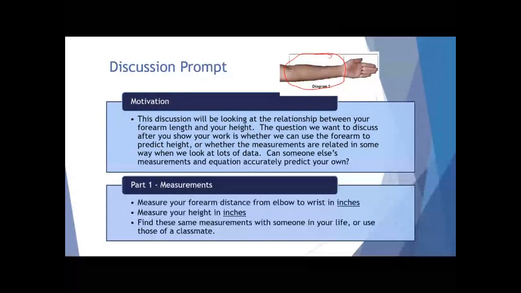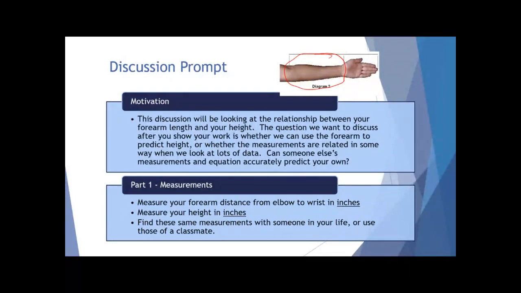And you can choose somebody that is in your family, or a friend. It could be somebody you can just look at what a classmate has done and use their numbers. They don't have to be adults. I've seen people do it with their children to see if there's a relationship. So you just have to get a second person, and you're going to have to measure that same forearm distance.